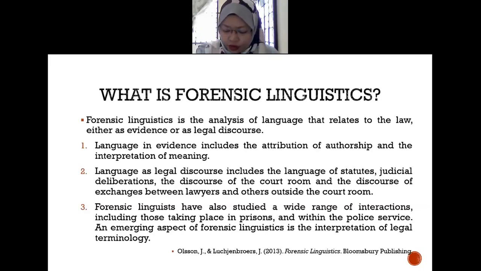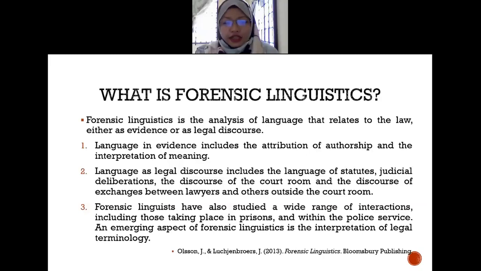This is taken from Olsson and Luchjenbroers, 2013. Forensic linguistics is the analysis of language that relates to the law, either as evidence or as legal discourse. Language in evidence includes the attribution of authorship and the interpretation of meaning. I'm going to explain more about this later on by giving some examples so that you get a clear idea of what it means, right?